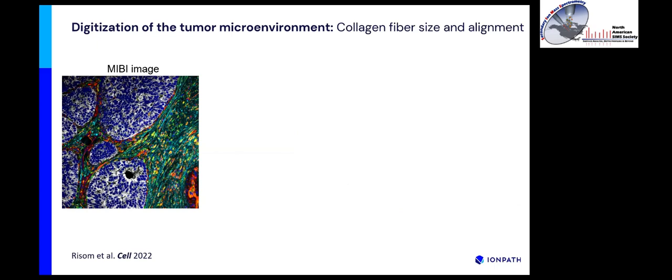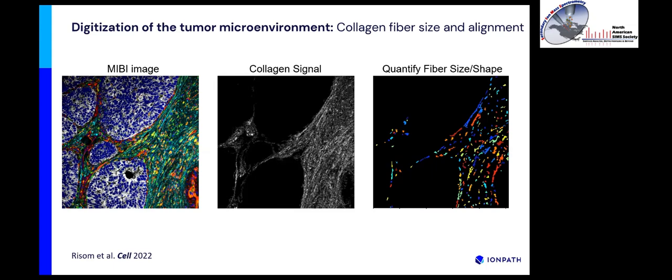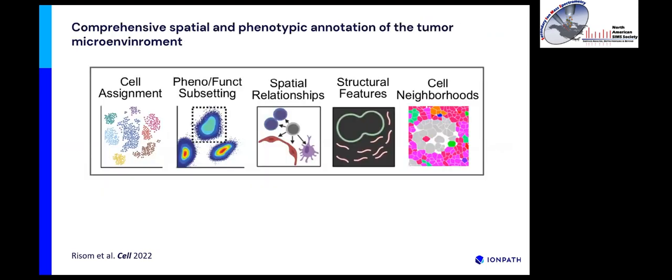And in addition to the myoepithelium, there's the collagen fiber size and alignment that could also be quantified, in terms of the size and the shape, added as 18 additional features describing the collagen fibers. And then all of that can be combined with the cell assignments, phenotypes, and the functional subsetting spatial relationships. And in the end, there's 1,093 spatial and phenotypic features that describe each sample.